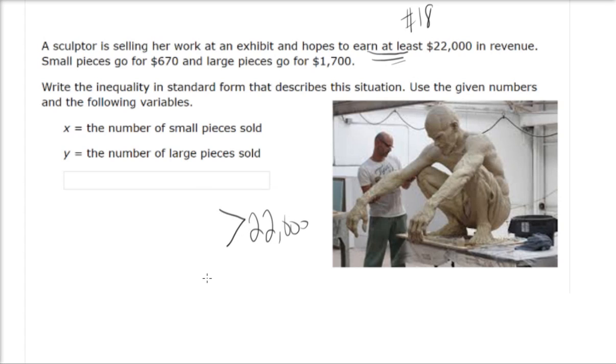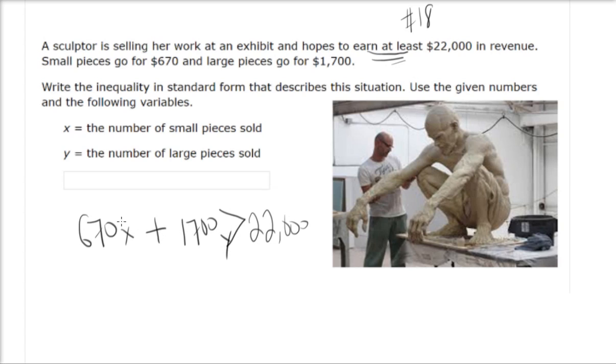How much do you want to get paid? At least $22,000. Okay, so the small pieces go for 670 bucks. So 670 plus 670 plus 670 each one, and the large pieces go for $1,700. So how many? Well, X is going to be the number. So we're going to write an inequality in standard form that describes the situation. X is going to stand for the number of small pieces. How many small pieces? Well, X is going to represent that one. And Y is going to be the number of large pieces.